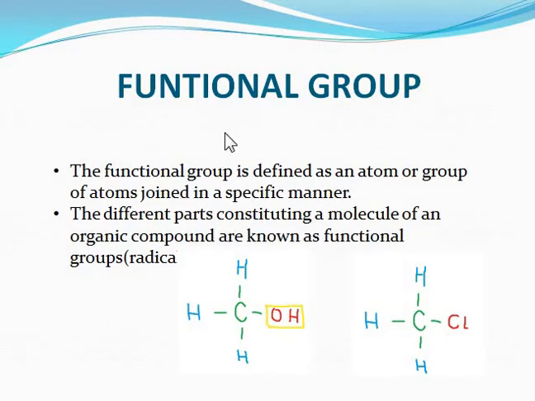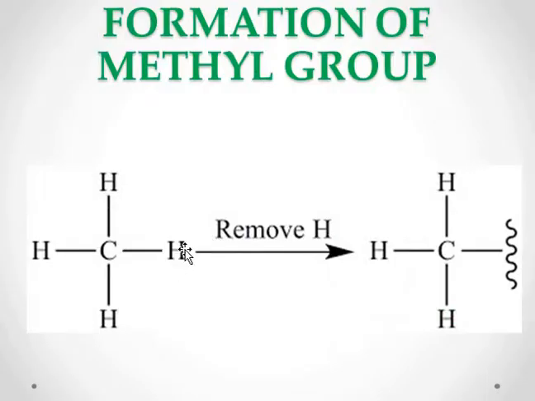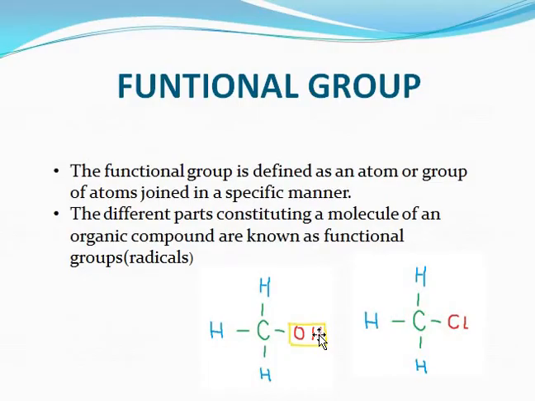Now we're going to discuss what is the meaning of functional group. A functional group is defined as an atom or group of atoms joined in a specific manner. The different parts constituting a molecule of an organic compound are known as functional groups or radicals. This is our methyl group, which I have shown you before. After removing one hydrogen, it has formed a methyl group. In place of one hydrogen, an OH ion is formed. Now this OH is known as your functional group, also known as hydroxyl. Here in place of one hydrogen, a chlorine has been added. This chlorine is actually a functional group. So this is the meaning of functional group.